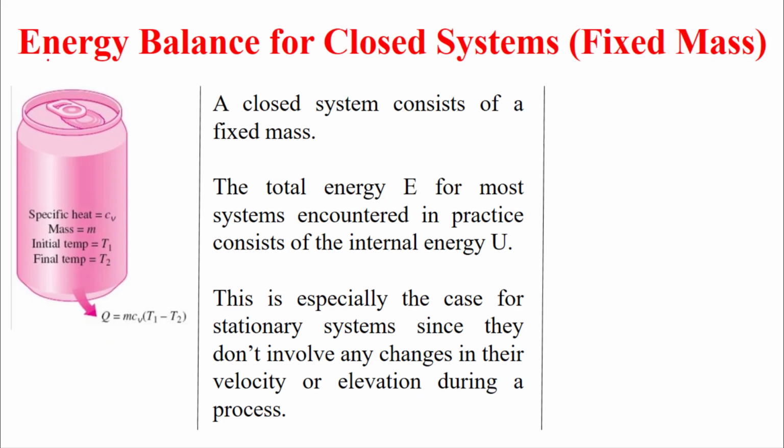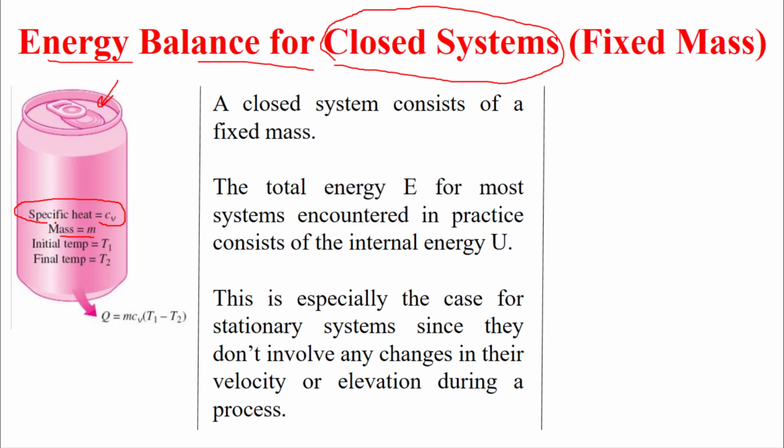Energy balance for a closed system. Let us see the can, and inside the can we have a certain mass. Once it is closed, we have this property, specific heat equal to CV, averaged. Initial temperature T1 and final temperature T2. If I need to calculate Q transferred to the surrounding or from the surrounding to inside, we can say that Q equals m CV (T1 minus T2), simply.